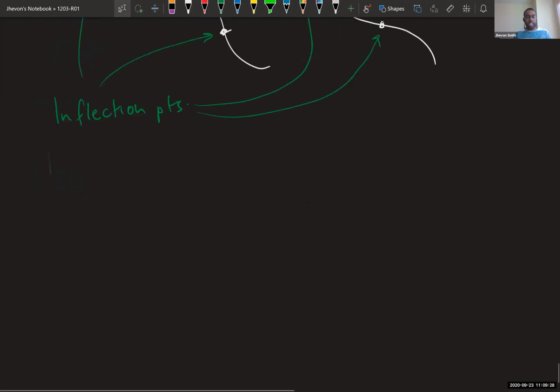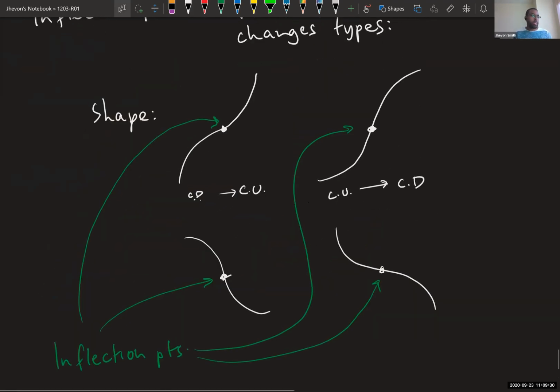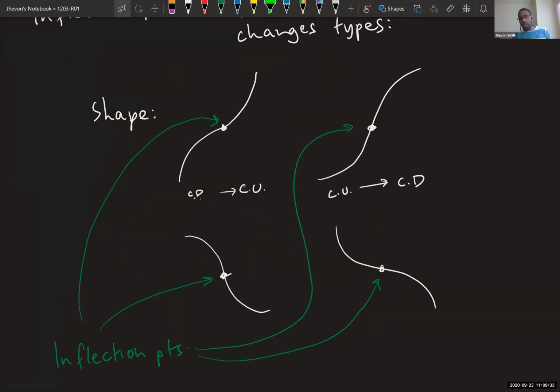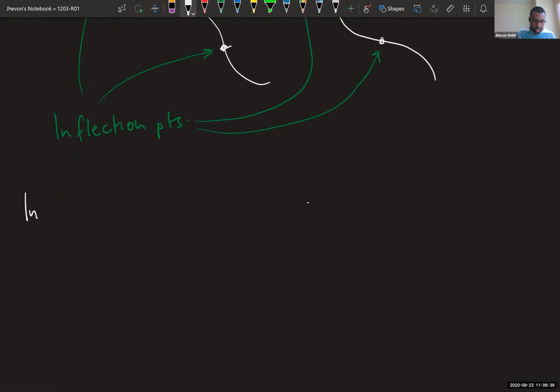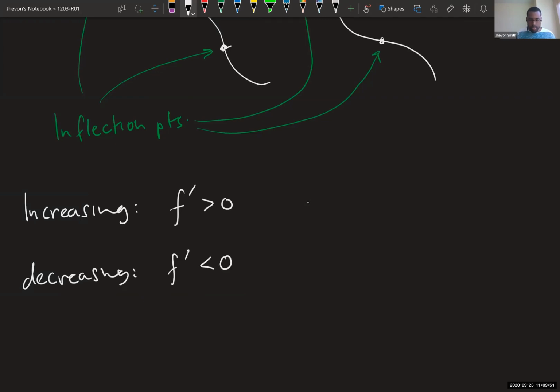The first derivative test helps us check for maximums and minimums, where we're increasing and decreasing. These are some things that are also important. Remember that increasing means the first derivative is positive. Decreasing means the first derivative is negative.